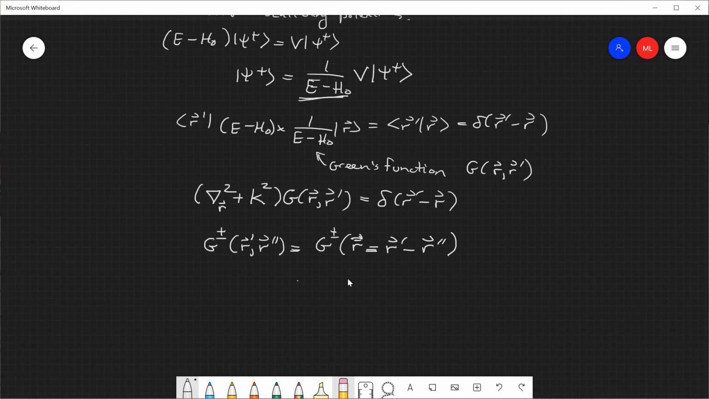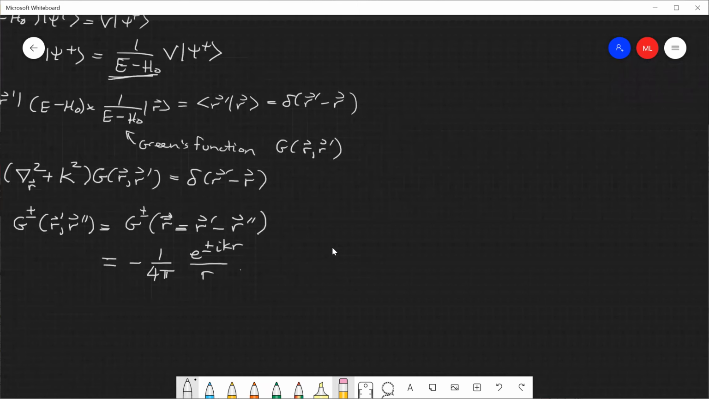So it only depends on the relative position. That kind of makes sense, because the delta function only depends on the difference between the two. The solutions are 1 over 4 pi, e to the plus or minus i k R, divided by R. These are the solutions to that differential equation, and you can check that they work.